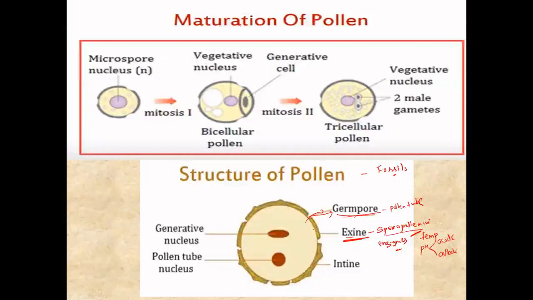Now coming to the inner layer, known as the intine. This is very thin and uniform. It is mainly made up of pectocellulose. At the time of pollen germination, the intine will come out of the germ pore in the form of a pollen tube. In the flower, we can see the generative nucleus and the pollen tube nucleus, which along with the intine come out in the form of a pollen tube.